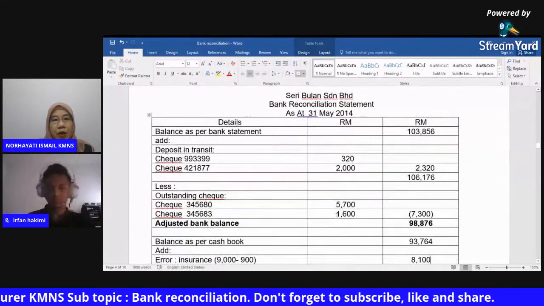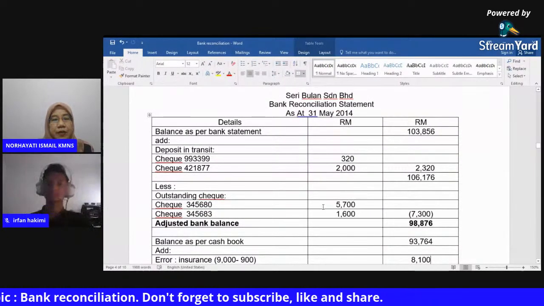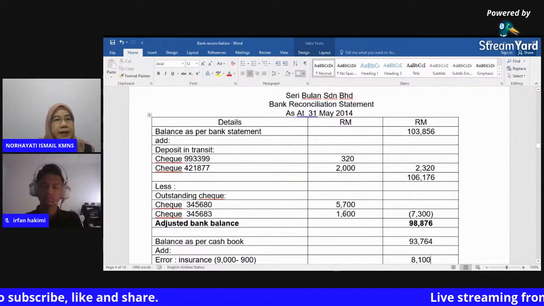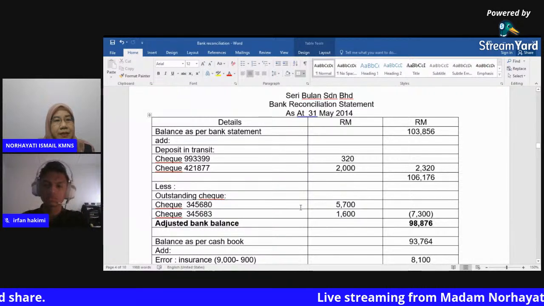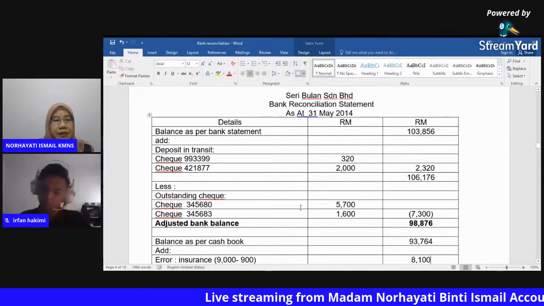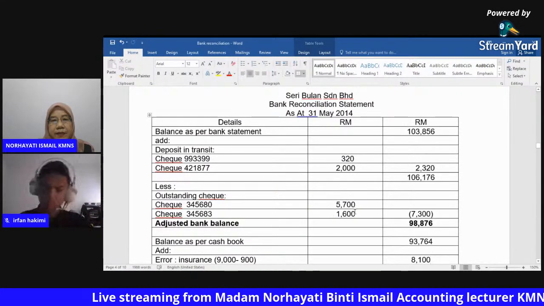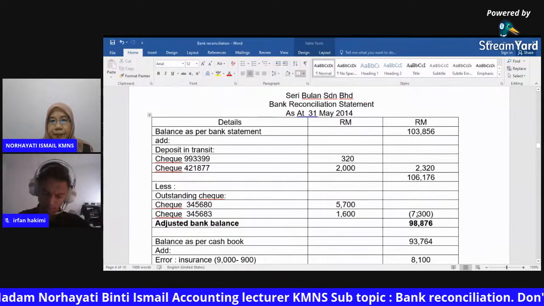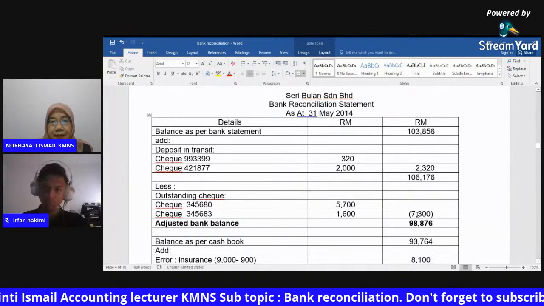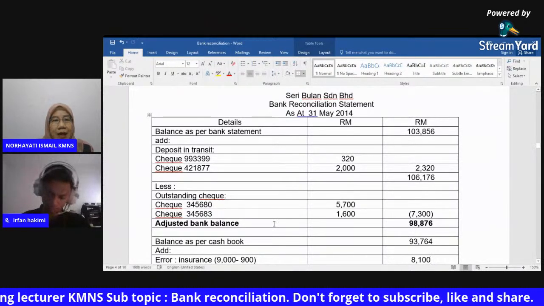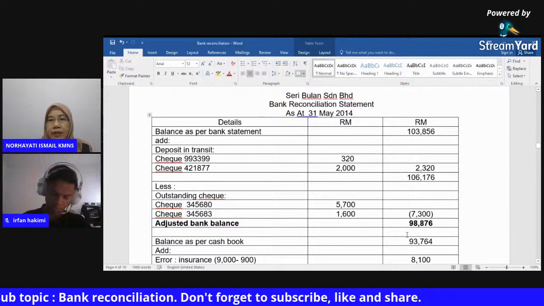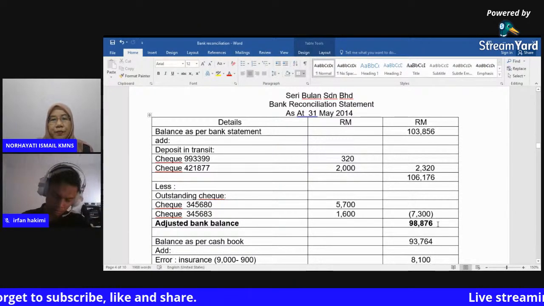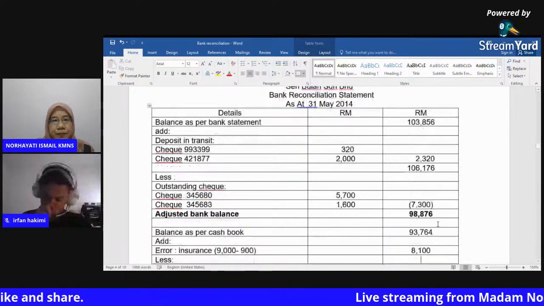And then you have less the outstanding check. It means that we have recorded in the cash book but not recorded in the bank statement. So we have to deduct this amount. The check numbers 345680, 345683, 5,700 and 1,600. So the total for outstanding check is 7,300, and you will find out the adjusted bank balance is 98,876. Now we have to make an adjustment for cash book.